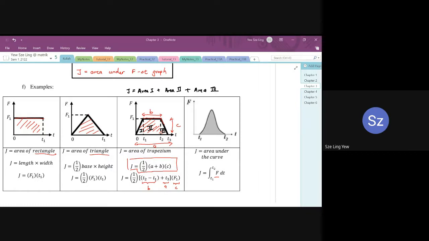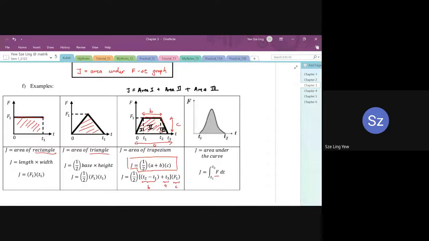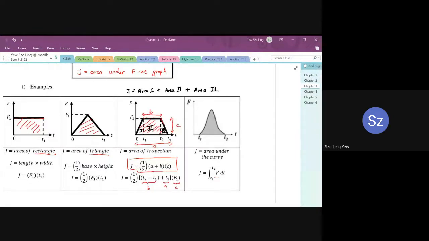So far, any questions regarding the definition? We're still at the definition, so if you have any questions, you may ask. Kita masih dekat part definitions lagi. We haven't looked at the relationship between momentum and impulse.